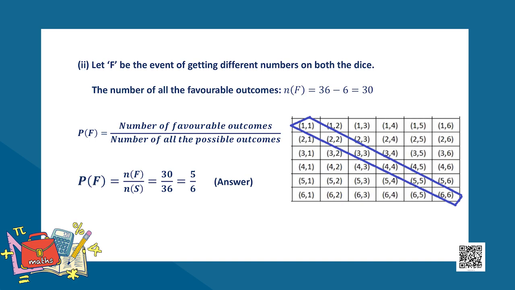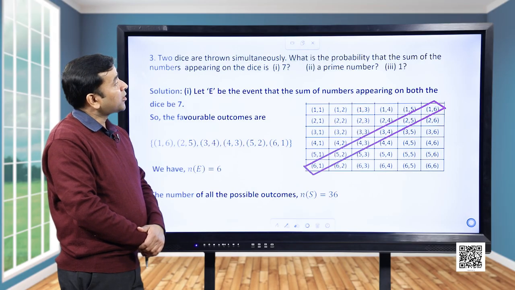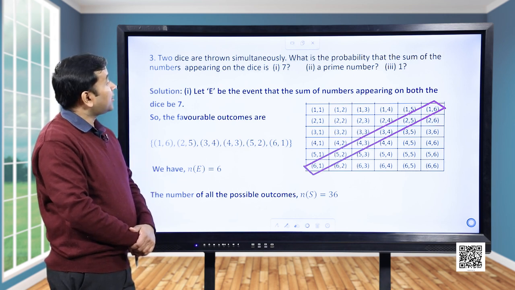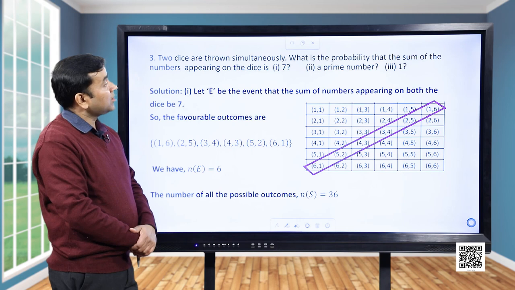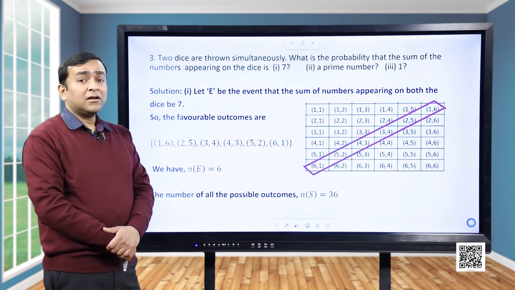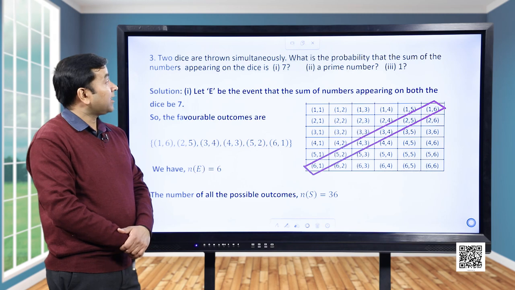Let us proceed to the next question. Two dice are thrown simultaneously. What is the probability that the sum of the numbers appearing on the dice is 7, prime number, and third part is 1? So let us read once again. Two dice are thrown simultaneously.